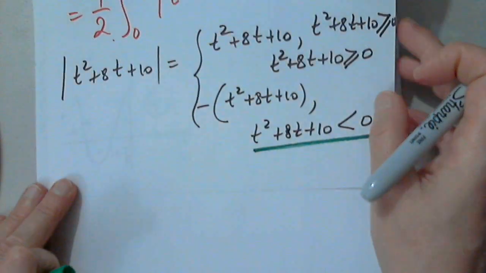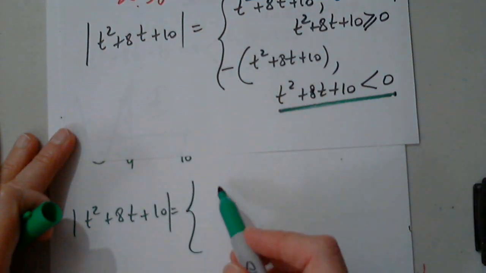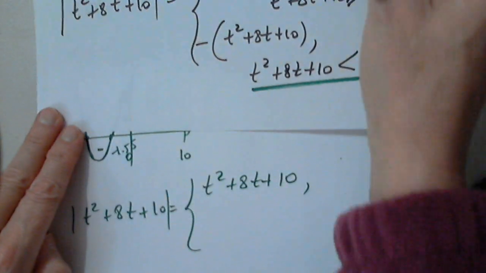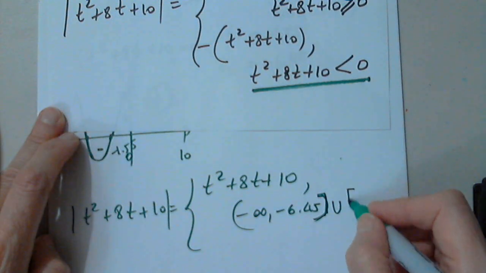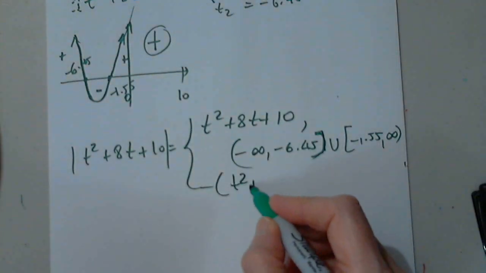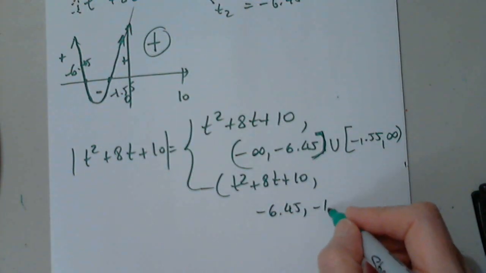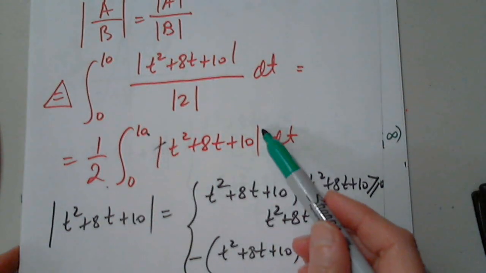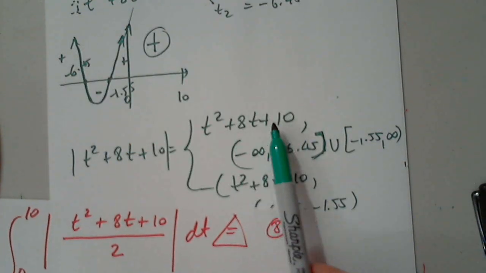So how would I write? I'm going to copy this. So t squared plus 8t plus 10 in absolute value is t squared plus 8t plus 10 from negative infinity to negative 6.45, with a bracket, union from negative 1.55 to infinity. And where is negative t squared plus 8t plus 10? Between these two: negative 6.45, comma, negative 1.55. Since we have the interval 0 to 10, we can drop the absolute value because 0 to 10 is here. This is not between 0 and 10.